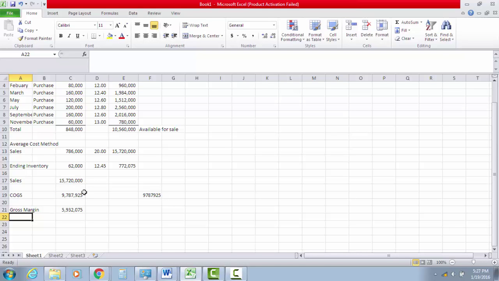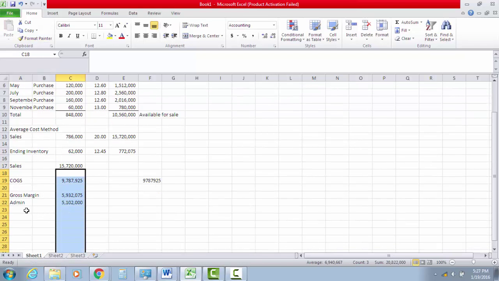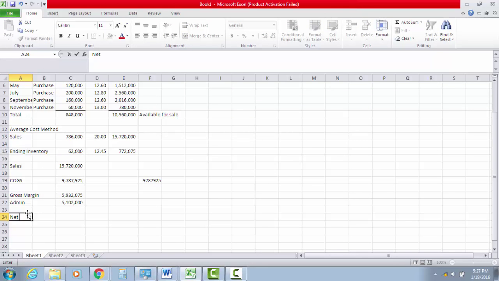5,932,000, less my admin items, which they told me. So my admin costs are 5,102,000. So then my net income is the 5.9 less the admin costs. My net income is $830,075. That is the answer to the first one.